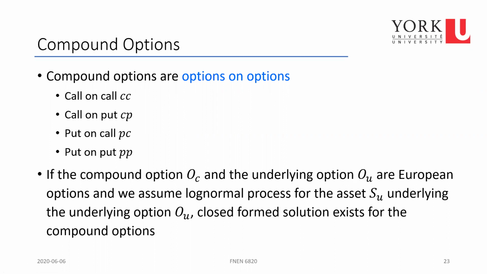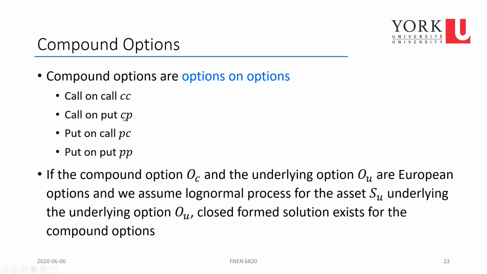The special case is where the compound option, the option itself, and the underlying option are both European. So in this case, for example, a call on a call, the first call is the option, but the call it is on will be the underlying option. For a call on a put, the underlying asset is a put. The option is a call on a put, okay?